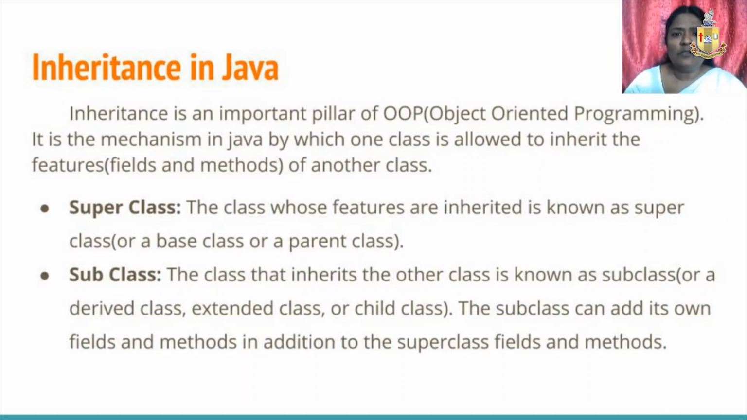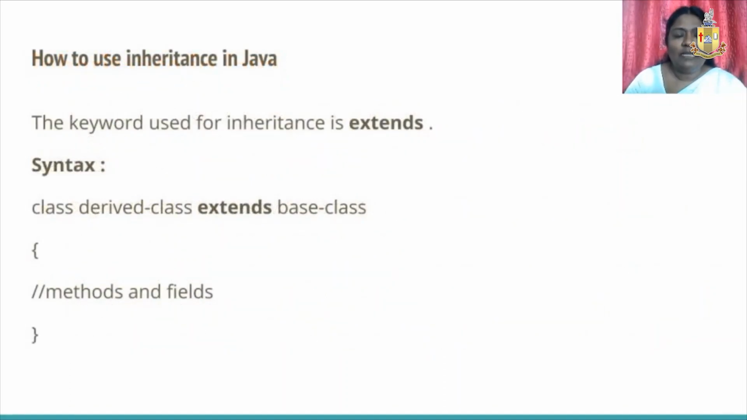The class whose features are inherited is known as superclass or base class or parent class. The class that inherits the other class is known as a subclass or a derived class or extended class or child class. The subclass can add its own fields and methods in addition to the superclass fields and methods. So we have a superclass, that is the parent class, from which a child class is derived, that is the subclass.